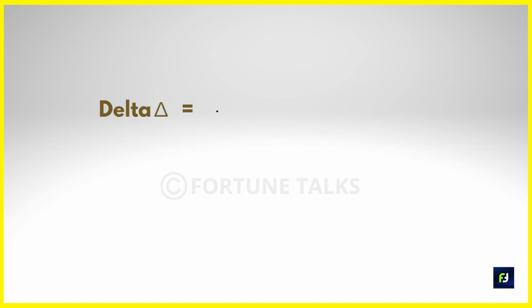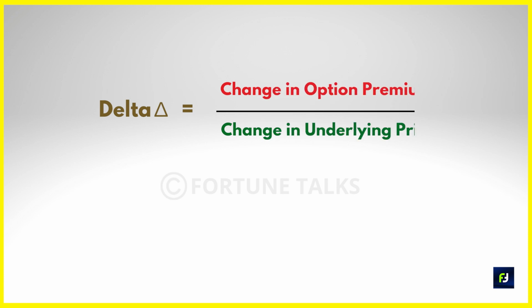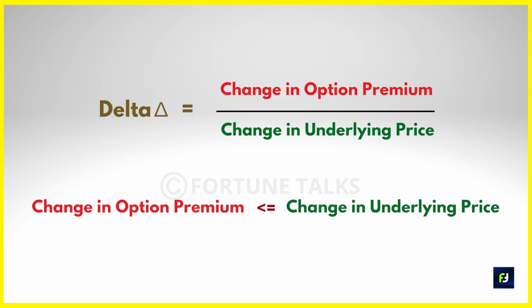In the form of an equation, delta of an option can be calculated as the ratio of change in the price of an option to the change in the underlying price. Since an option derives its value from the underlying and any change in the underlying will be reflected in the option price, this also means that the change in the option premiums cannot be higher than the change in the underlying. And since it is a ratio, the delta value will fluctuate anywhere between 0 and 1. Just keep this in mind.